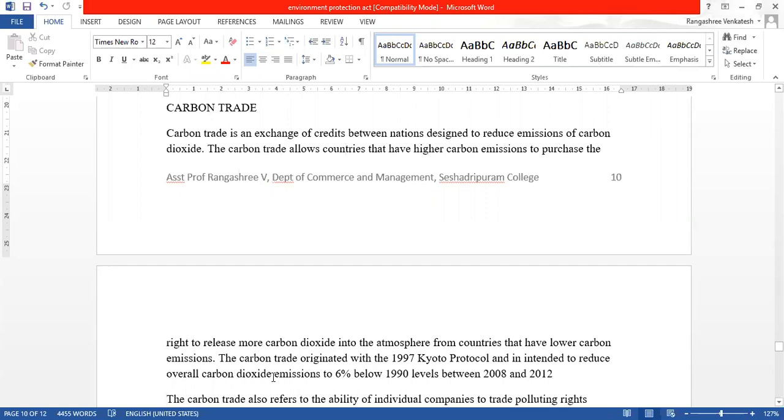The carbon trade originated with the 1997 Kyoto Protocol and is intended to reduce overall carbon dioxide emissions to 6% below 1990 levels between 2008 and 2012.